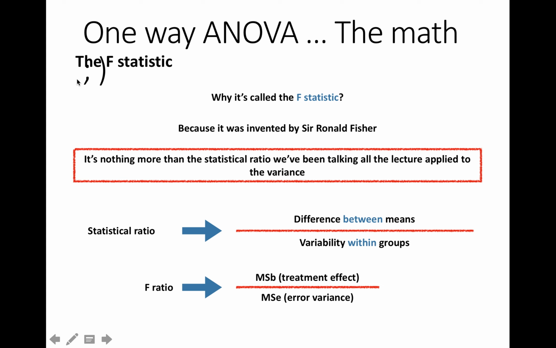Then we'll talk a little bit about the F statistic. Why is it called the F statistic? Because it was invented by Sir Ronald Fisher. Clever, right? Well, the F statistic is nothing more than the statistical ratio we've been talking about all lecture, applied to the variance. Remember, the statistical ratio is the difference between means divided by the variability within groups. So in the case of analysis of variance, or ANOVA, the statistical ratio will be called the F ratio, which is the mean square of between groups, which is the treatment effect, divided by the mean square of the within groups, which is the error variance.